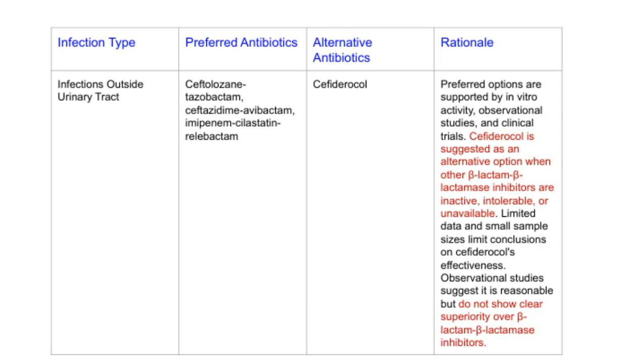Let's take a closer look at the table on this slide, which discusses antibiotic choices for infections outside the urinary tract.